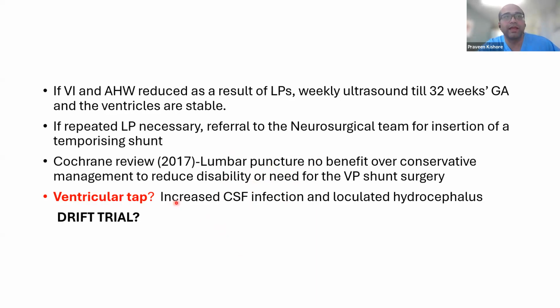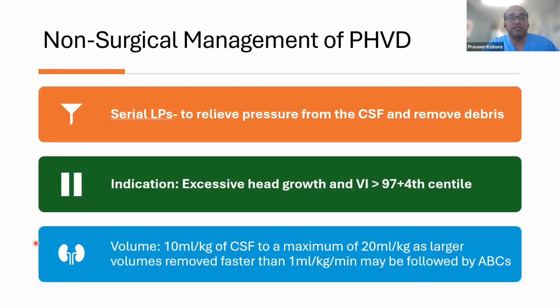It says no benefit. Ventricular tap is quite interesting. I think it looks very tempting. You can get that fluid out, but clearly you are directly accessing the ventricle. There is a huge risk of CSF infection and loculated hydrocephalus. So I think we have to be very, very cautious. And ventricular taps without an Ommaya or without a reservoir or without a ventricular access device is almost unheard of in the UK. Very few units would do it on a routine basis. So these were non-surgical management.